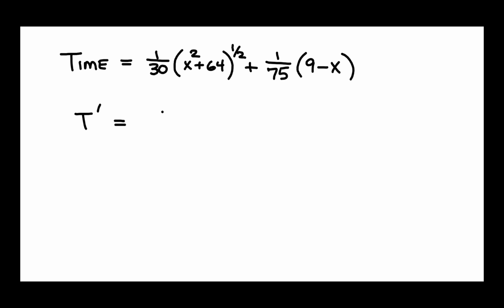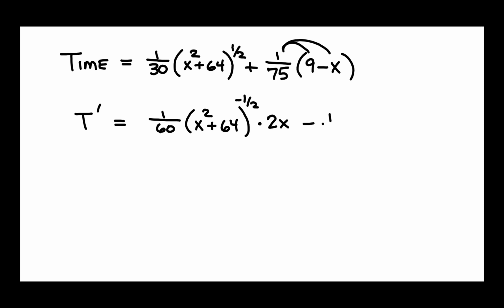1/2 times 1/30th is 1/60th. Using the power rule, x squared plus 64 goes down by a full power, times the chain rule of 2x. Over here, this is 9/75ths. You know what the derivative of 9/75ths is? Yeah, it's 0. So I'm not going to write anything. Minus 1/75th x, that's going to be minus 1/75th. And we want to set that equal to 0.